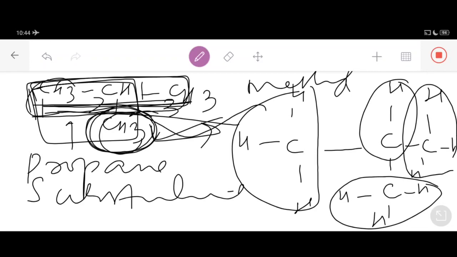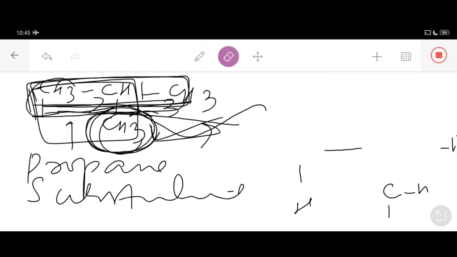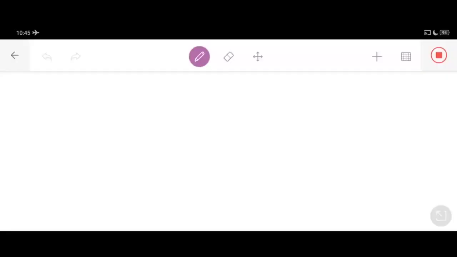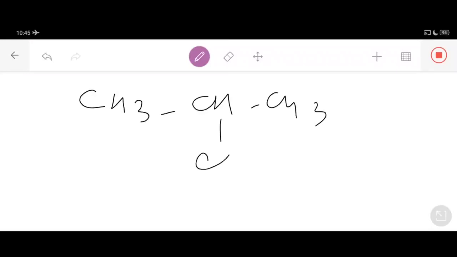So in this structure, one methyl group is present in the side chain of propane. So the above compound is a methyl derivative of propane. Methyl derivative of propane. Now the third point is the numbering of carbon. So this is CH3 now. CH3. Here is also CH3.